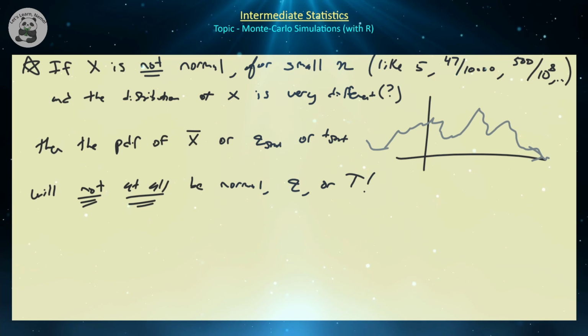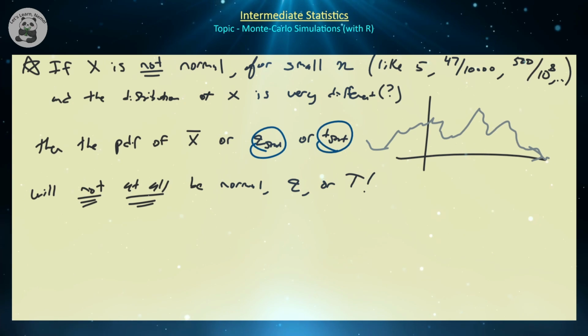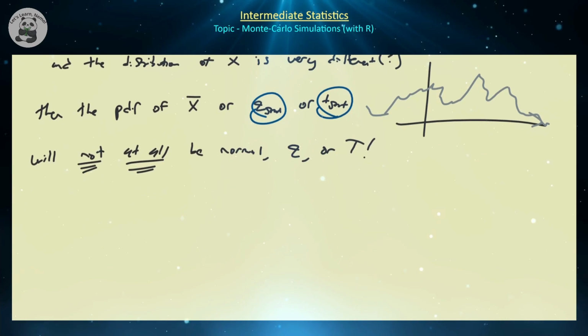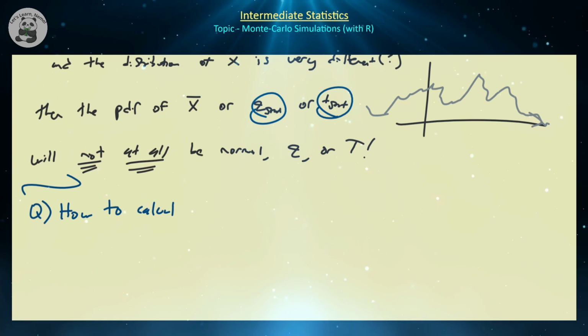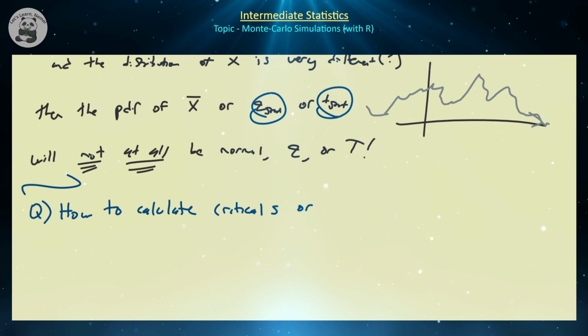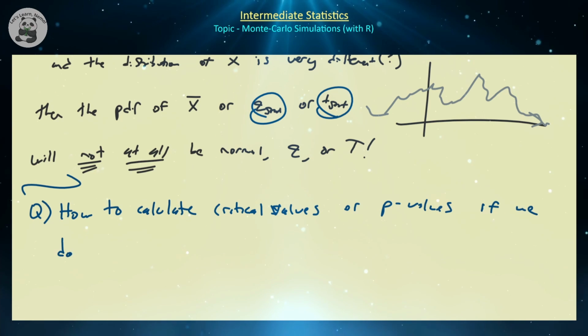So, if we calculate these z stats or t stats, which are technically not associated to a z or t distribution in the practical sense, we still need something to compare them to. So, here's the main question. How to calculate critical values or p-values if we don't know the distribution of our test statistics.